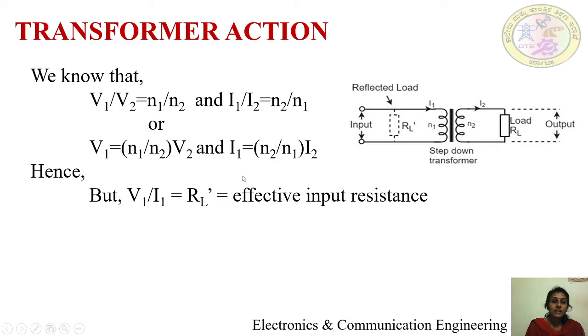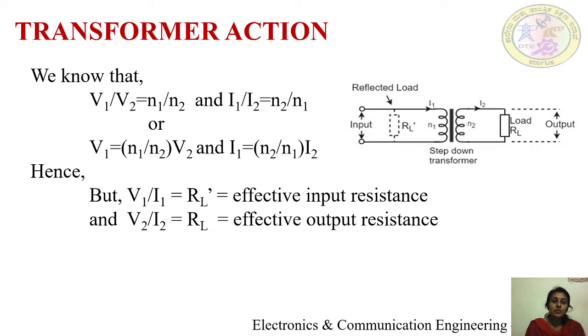Hence, V1 by I1 is measured as RL dash resistor, that is the effective input resistance. So it is the RL resistor which is measured across the primary, that is input resistance, also known as reflected load. And V2 by I2 is RL, that is the effective output resistance.